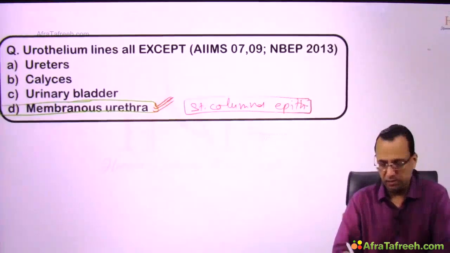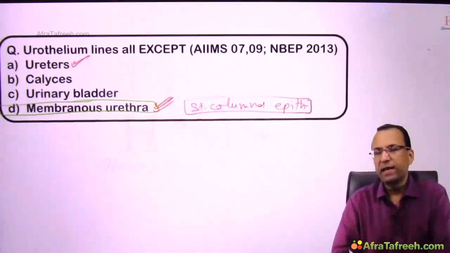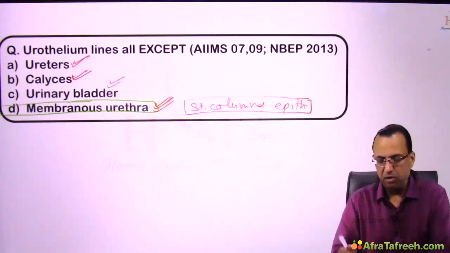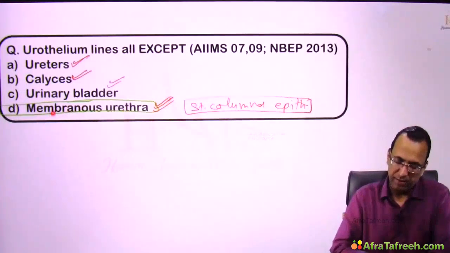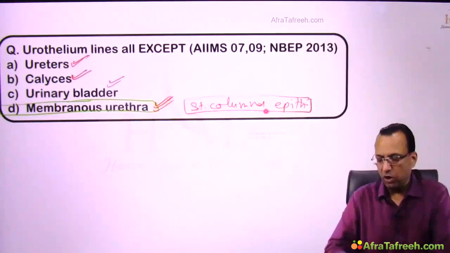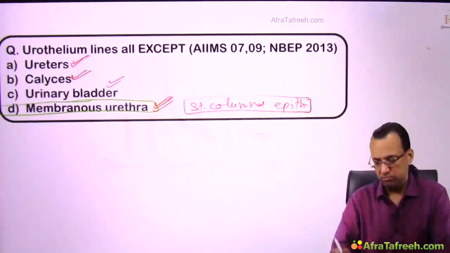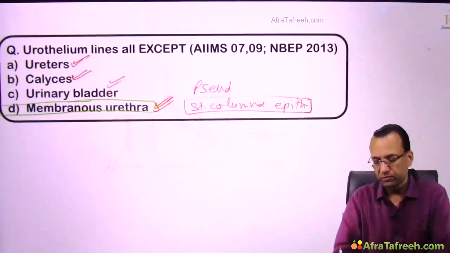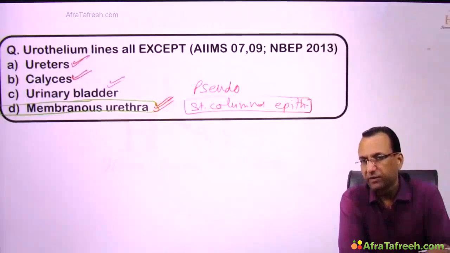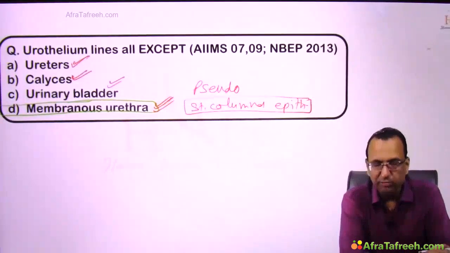What about the ureter? No problem. The major and minor calyxes? No problem. The urinary bladder? No problem. But not the membranous urethra, because the membranous urethra is stratified columnar epithelium. If not in the options, make it pseudostratified columnar epithelium. Second answer. But keep the answer as choice number D.